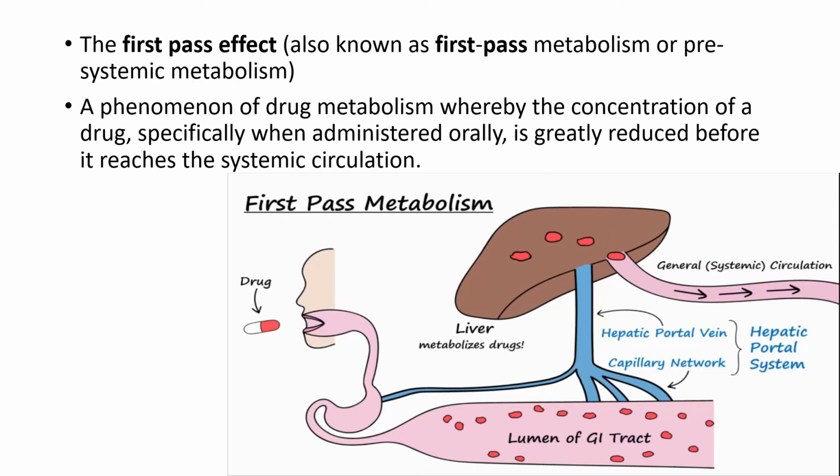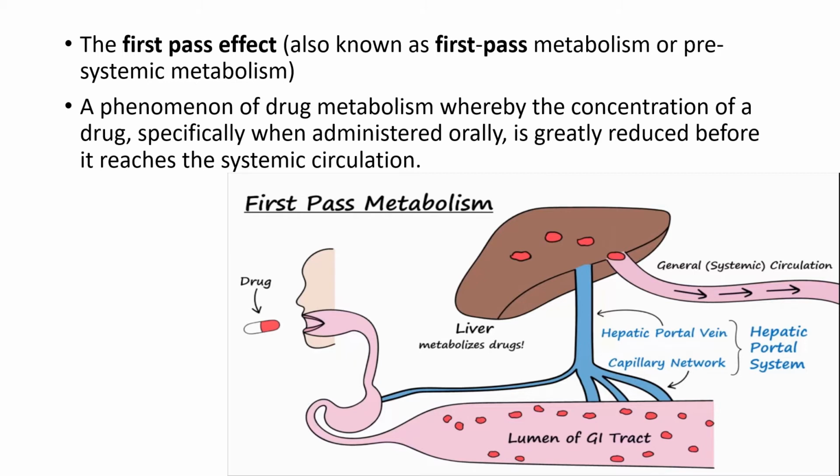Okay, so the first pass effect, remember, only applies to oral medications, not IV or anything like that. There are a few drugs specifically that are significantly reduced by the first pass, and morphine is one of them. I think the statistic was more than 70% is metabolized in the liver before it ever reaches circulation. So if you can imagine you're only getting 30% of that medication, you may have to have it more often or a larger dose if your liver is impaired.